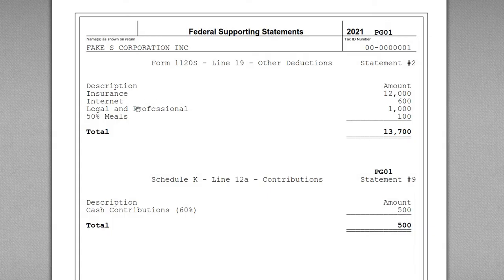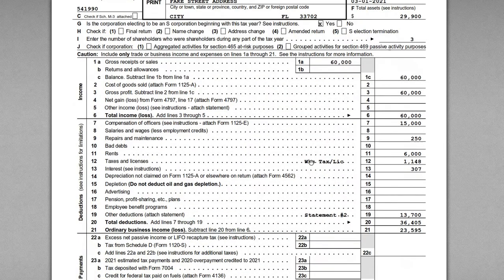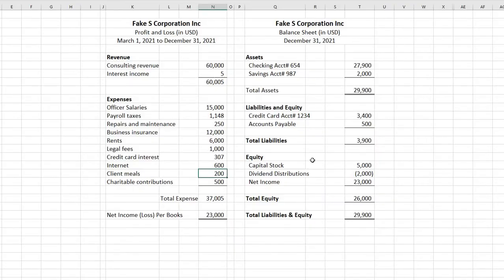So we have the insurance, internet, legal, and professional. And here we have 50% of the meals, right? So $100. We're only allowed to deduct 50% of meals expense. We cannot deduct the full amount. Okay, so that's what's happening here on page 1, right? We have income and expense that's connected with the ordinary trade or business, adjusted for any temporary or permanent book to tax differences. Okay, so now let's look at the balance sheet.